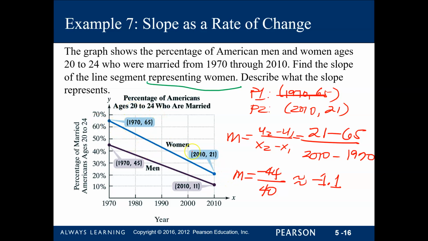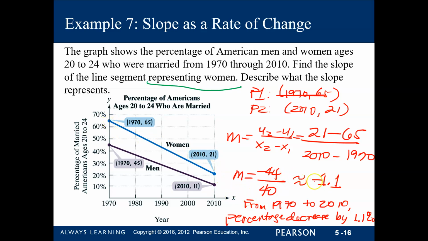So it means that every year from 1970 to 2010, the percentage decreases by 1.1% every year. Okay, every year. So that's how it was. That's what the negative 1.1 is trying to tell us. Every year there is a decrease in the percentage of women who are married between 20 to 24. So that is why you can see that the trend is decreasing.